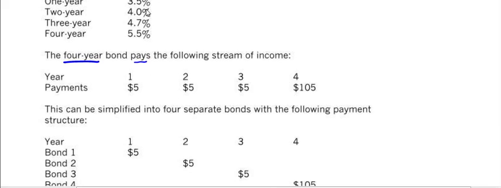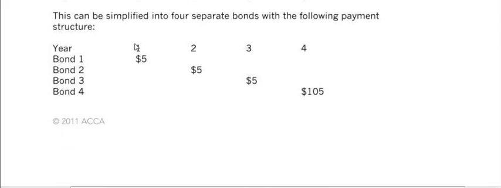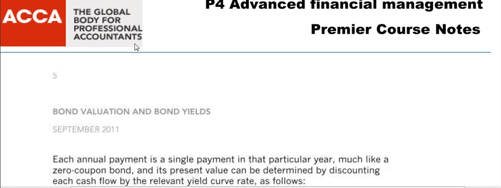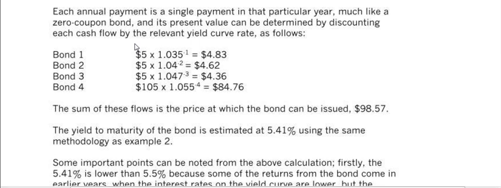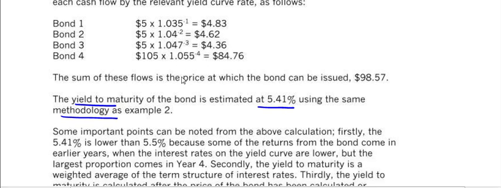So what are we going to get here? Well, let's see what happens next. Okay, so the examiner has shown us the answer here. Yes, the same thing here. The examiner's are yield to maturity, but the examiner has used IRR. So if you use IRR, you're also going to get 5.41%. Is that okay? Using the same methodology as example 2.